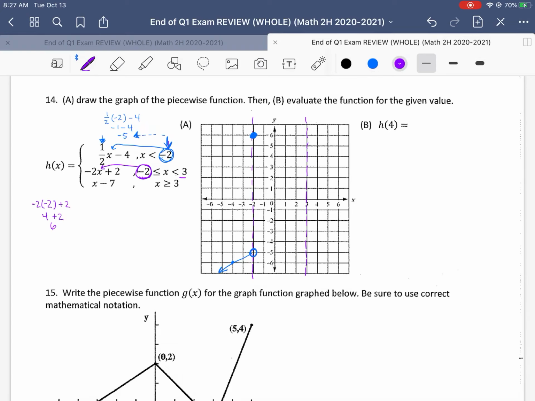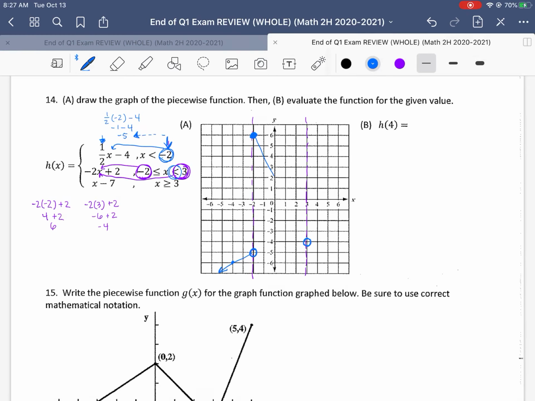We can do the same thing with the right side of this one, the domain restriction. So we put a 3 in for x. That would be -2 times 3 plus 2. That would give us -6 plus 2, and it looks like we're going to be at -4. So when x is 3, over here on the barrier, we're down at -4. And again, if we look at that one, it does not include 3, so we're going to leave that open. And then we just connect those.